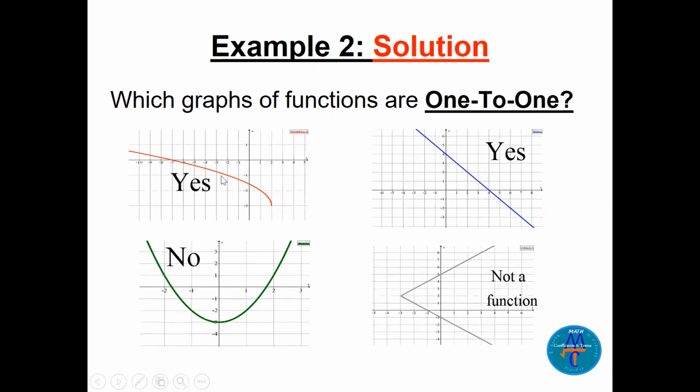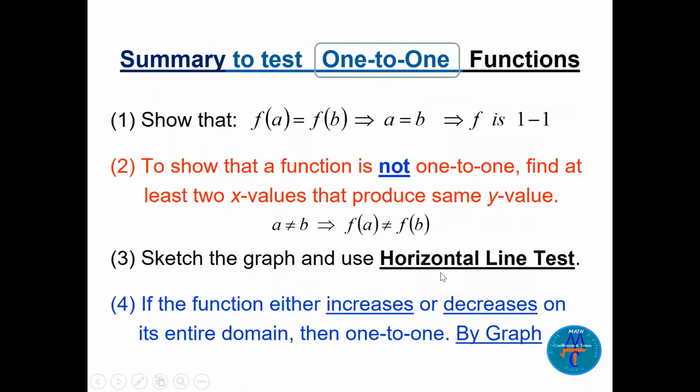So this is yes, one-to-one, yes, one-to-one, no, not one-to-one, because the horizontal line cuts in 2 points, and this is not even a function. So it should be a function to ask about one-to-one.